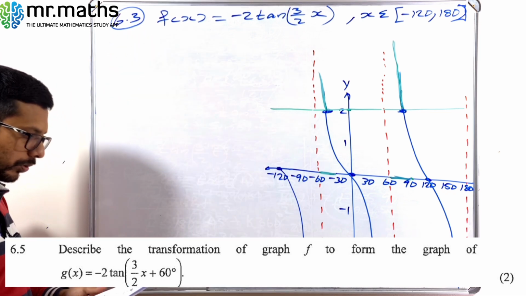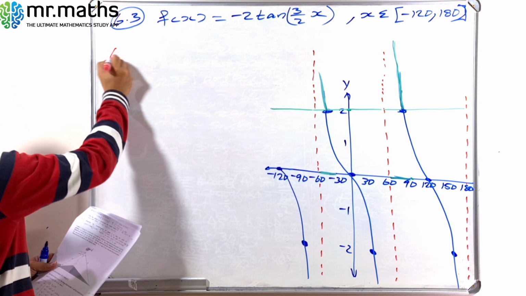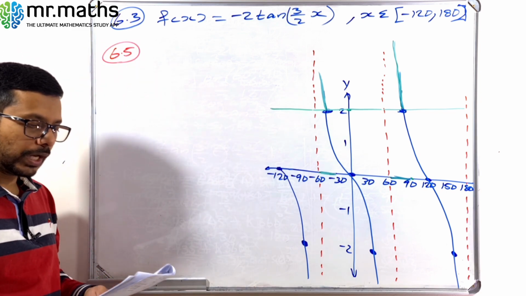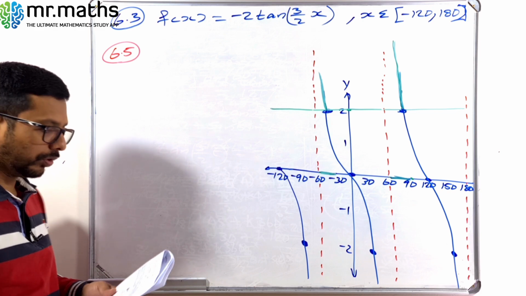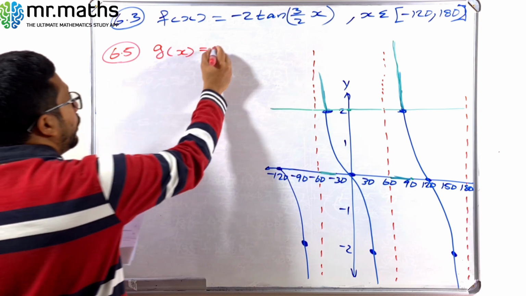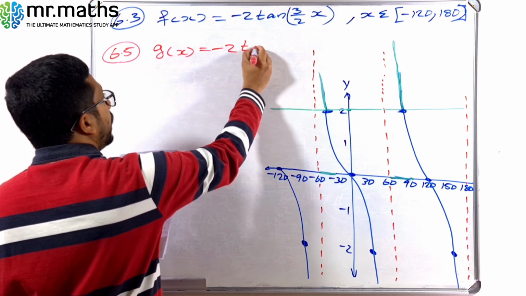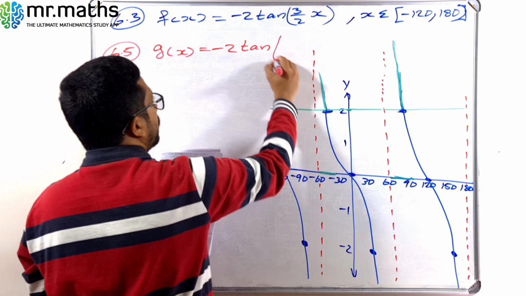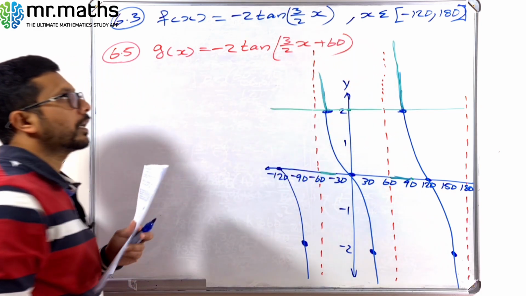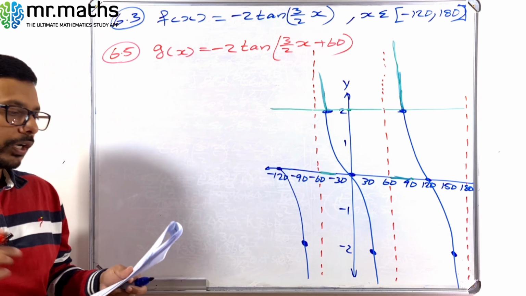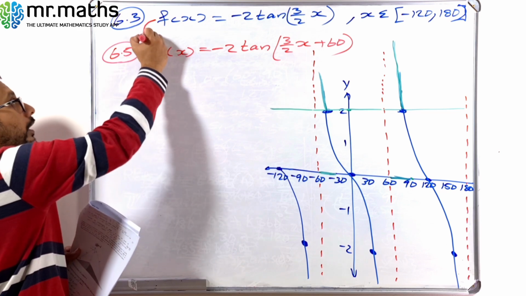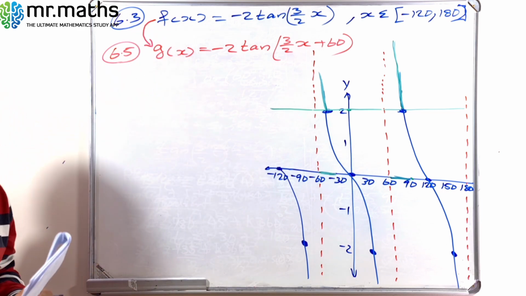So next, question number 6.5. What is that question? Describe the transformation of graph f to form the graph of g of x, which is minus 2 tan 3 over 2 x plus 60. There is another graph given like this, and here what is the question? You have to describe what transformation was done on f of x so that you will get g of x.